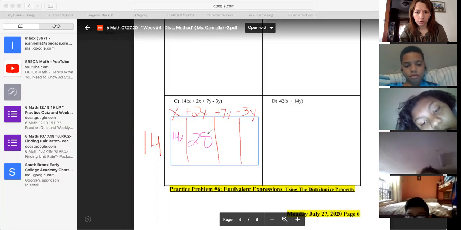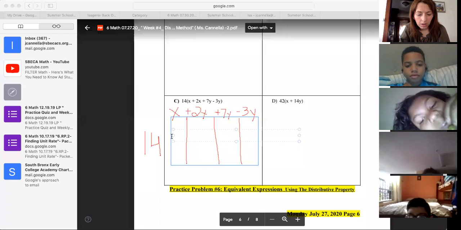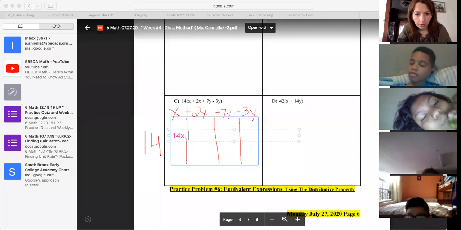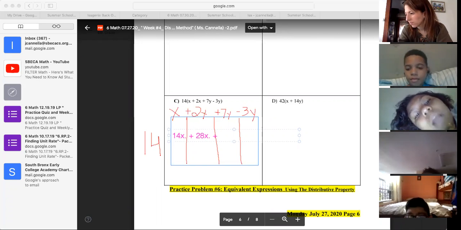14 plus 2, 16. Oh, that's really messy. Hold on, I'm going to have to fix it. Keep going. I'm going to try to type it in. 16x plus 7. Okay, so we got 14x. We're going to keep it in this. 14x plus 28x plus 33.